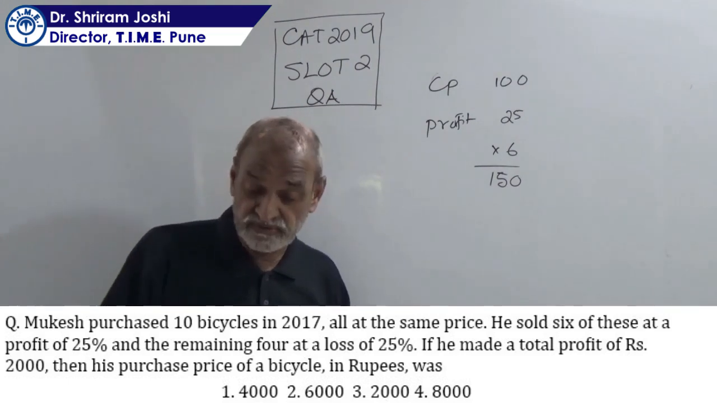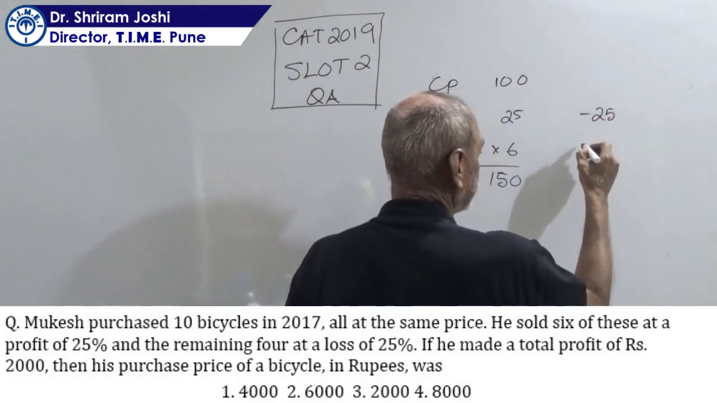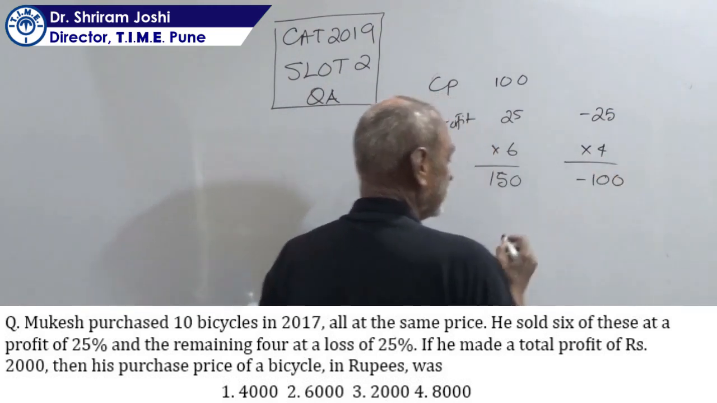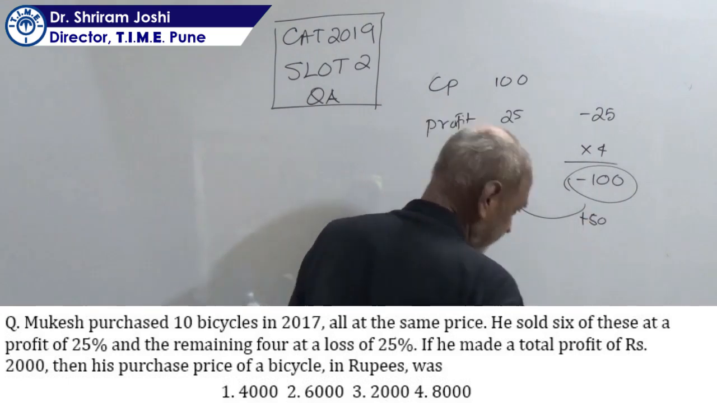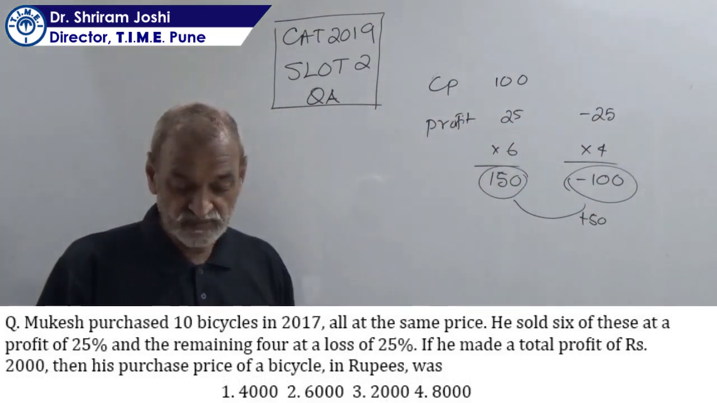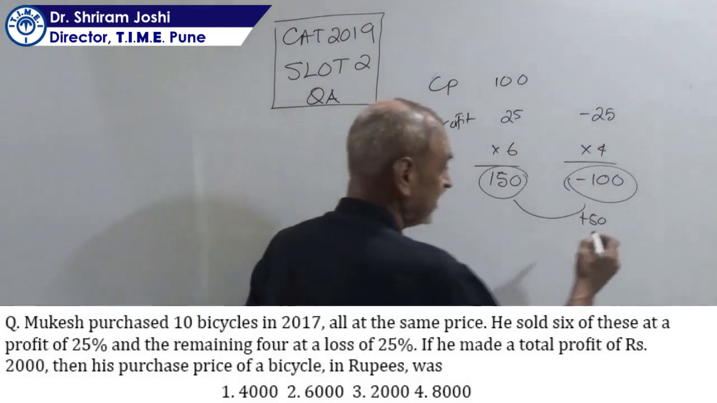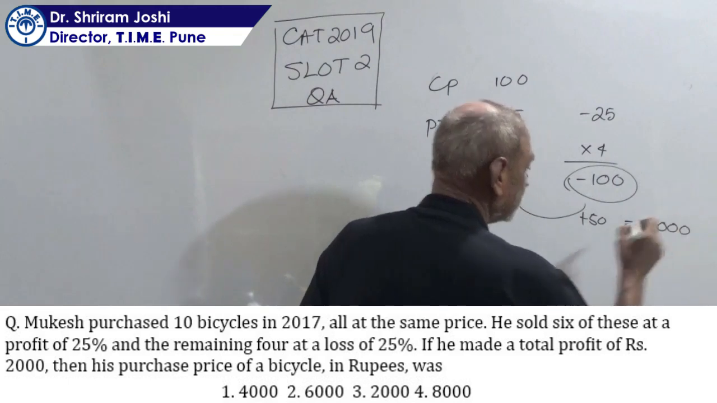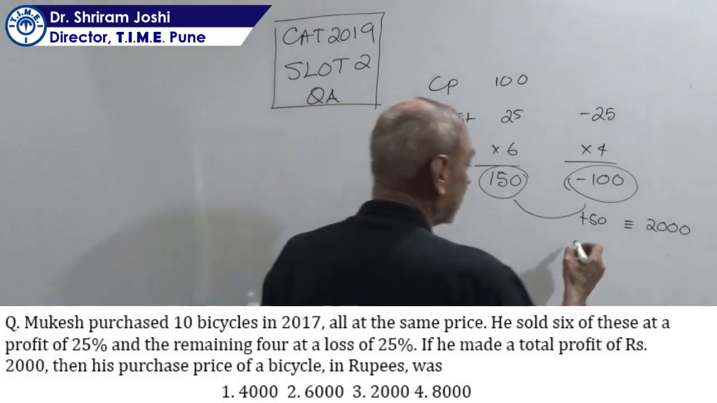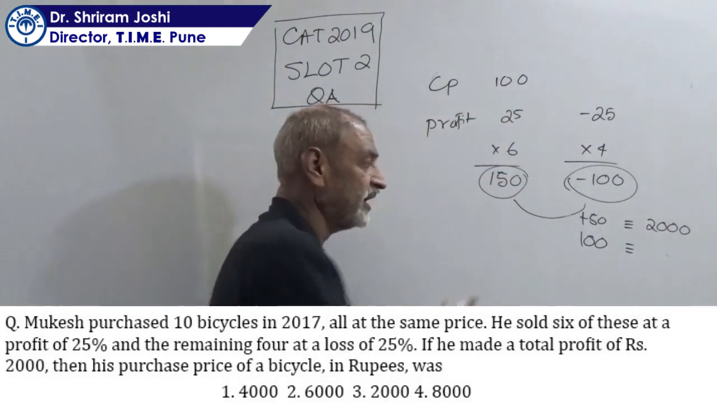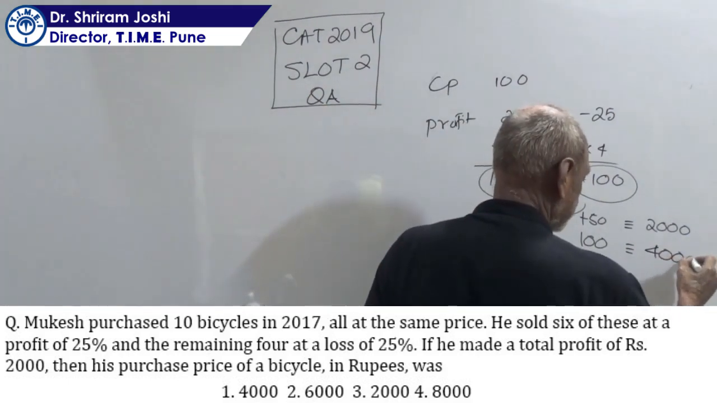He sold 6 at the profit of 25% and remaining 4 at a loss of 25%. So on that he lost 25 rupees on 4 bikes. So he lost 100 rupees, he gained 150, he lost 100, total is a gain of 50 rupees, if the cost price is 100. The actual total profit is 2000, not cost price. So this 50 corresponds to 2000. Then they are asking us, what is the cost price of each bicycle? What does 100 correspond to? 50 became 100, 2000 will become 4000. That's it, done. Thank you.